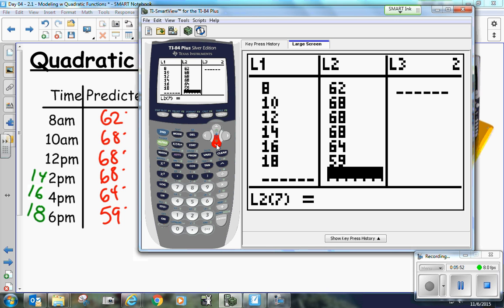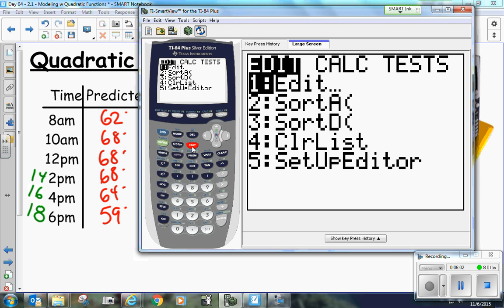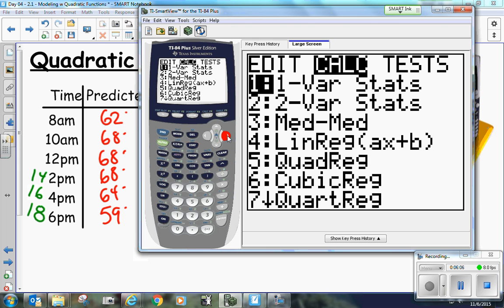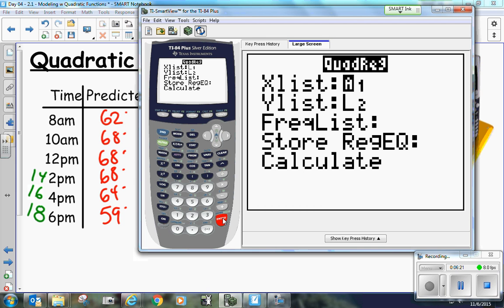Now, what do I do after this? I go stat, and then I want to calculate my regression. So I need to move over to the right, so I'm going to CALC. Everything has been exactly the same at this point. Here's where the one difference happens. I don't want a linear regression anymore, which is 4, which we've done. I want a quadratic regression, which is 5. Now, when I hit enter, you're going to see this list right here.